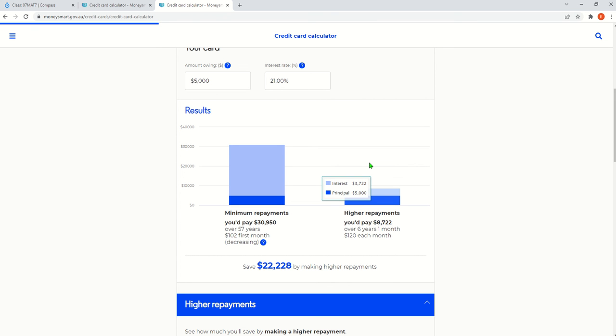Now I can answer the question. It says, how long would it take Robbie to repay the $5,000 credit card bill if he makes 120 repayments each month? It tells me here, 6 years and 1 month. Higher repayments, 6 years and 1 month at $120 each month. That calculator is doing it for me. 6 years, 1 month. Now the next question it's asking me is, how much will it cost Robbie to pay off his $5,000 credit card bill? So what I do is I just look at this one, this high repayments, $8,722. Okay, 8,722.